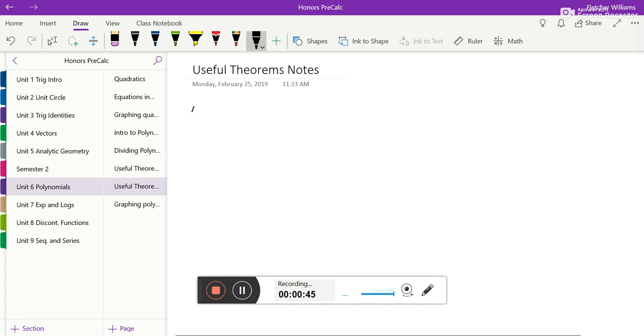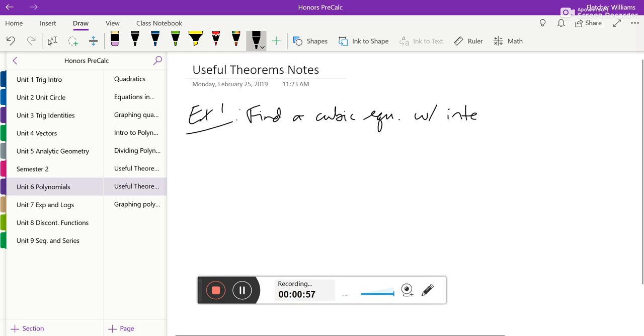So take this example. Say I'm asking you to find a cubic equation with integral coefficients that has 2 and 3 minus i as roots.